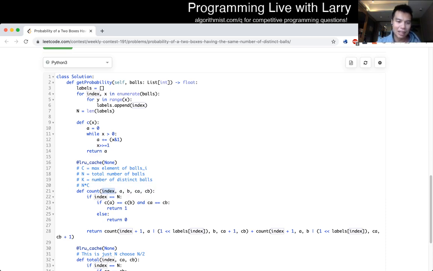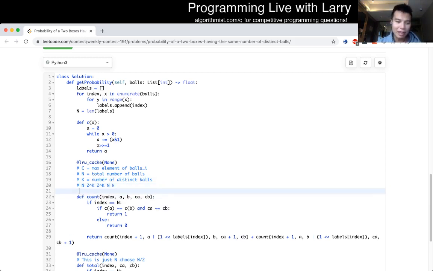No, sorry. Index can be just n. A is 2 to the k. B is 2 to the k. CA could be n, and CB could be n, right? So on a really naive analysis, which I did, that's why I'm supplementing, this is the complexity, right? And you could do that, and this is just, of course, 2 to the k times 2, right?